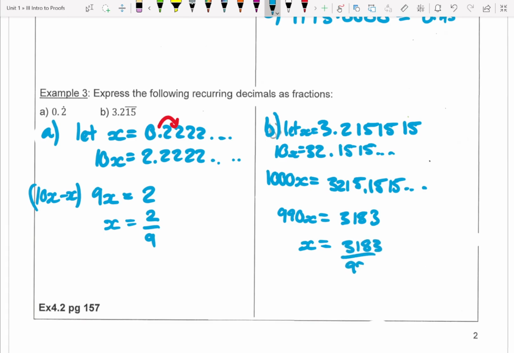3183 over 990. In our denominator, 990 is a multiple of 3, and 3183 all adds up to be a multiple of 3. So these share a factor of 3. So this is actually 1061 divided by 330. So we can say that 3.215 recurring is equal to 1061 divided by 330. If we wanted that as a mixed fraction, that would be 3 and 71 330ths. And that is all for this video. Thank you very much.